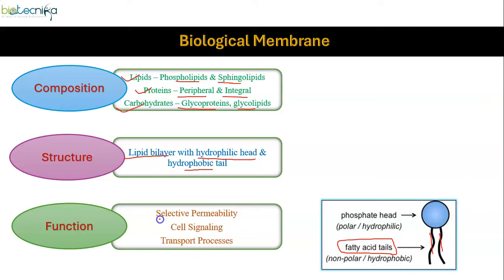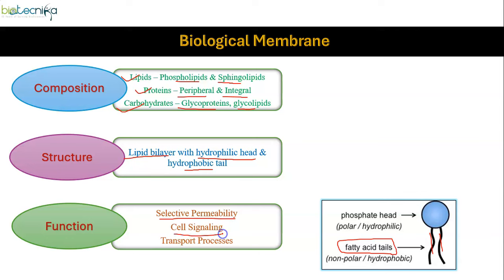What is the major function of the biological membrane? Well, they are selectively permeable. That means it will not randomly allow all the molecules to pass through it. Rather, it will allow only unique molecules, or depending upon the pore size, they will allow the movement.